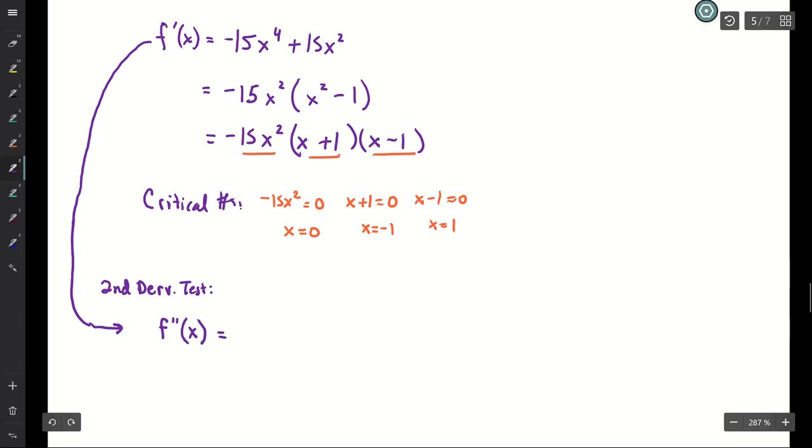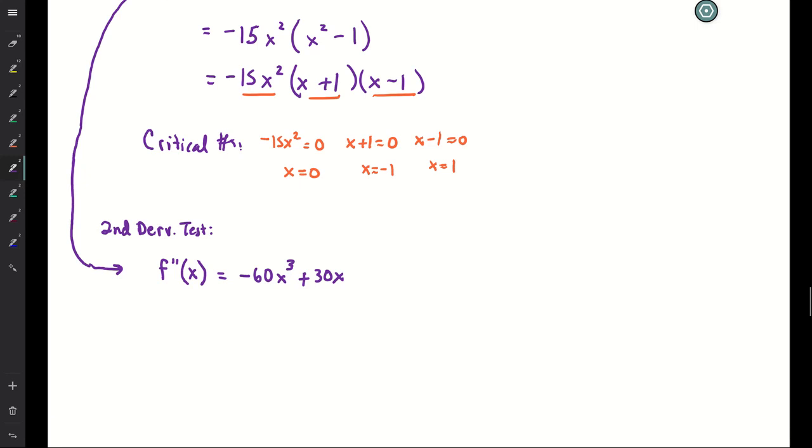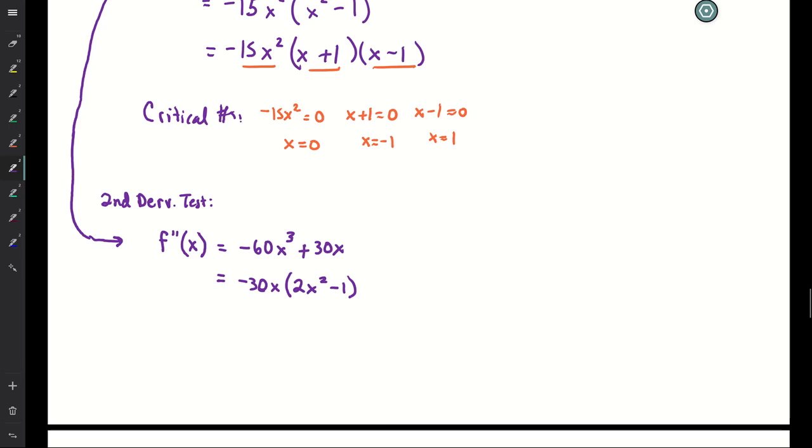There, I'm just going to be using power rule, so this would end up being negative 60 x to the third, and then plus 30 x. Now, I do want to go ahead and factor that result. So we could factor out a negative 30x, and then that would leave me with a 2x squared minus 1. Now the 2x squared minus 1 doesn't factor further in any kind of pretty way. It looks similar to difference of squares, but the 2 that we have as a coefficient in front of the x squared is not a perfect square, so we're not going to go anywhere further with that.